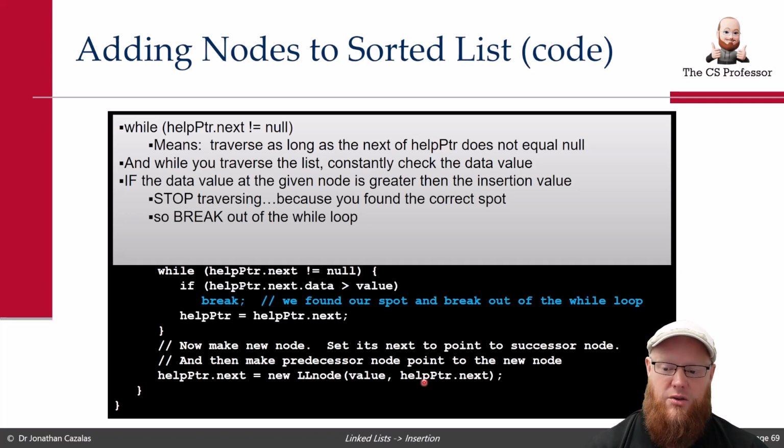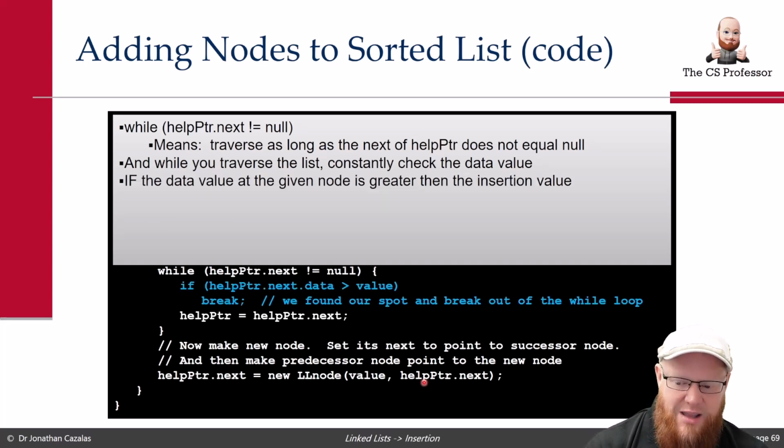If the data value at the given node is ever greater than the insertion value. So if we're traversing along this list and the data value at a given node is greater than the value we're trying to insert, stop traversing. Stop right there, because we just found our insertion spot. We found the predecessor. Break out of this while loop, stop traversing, you found the predecessor, and that is your goal, right? So this is really what's happening inside this while loop.